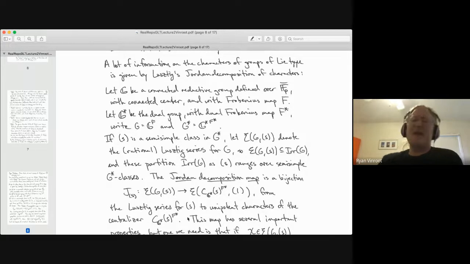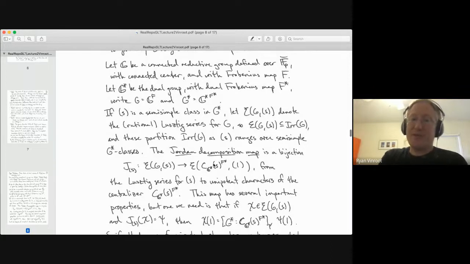And this map has a lot of properties. There are some extremely important properties. There's an inner product property, which I won't mention because we don't particularly need it, but it's very much a guiding property. And it's an important property in terms of how Lusztig classified all the irreducible characters.